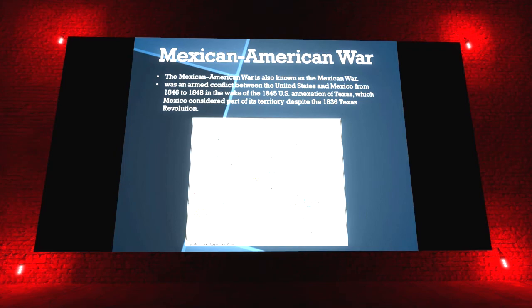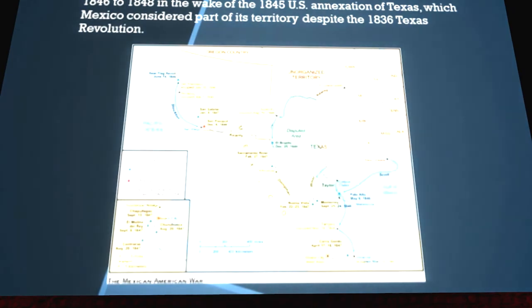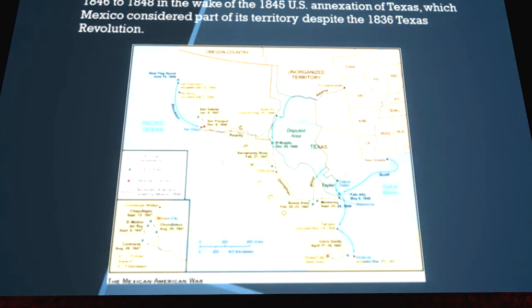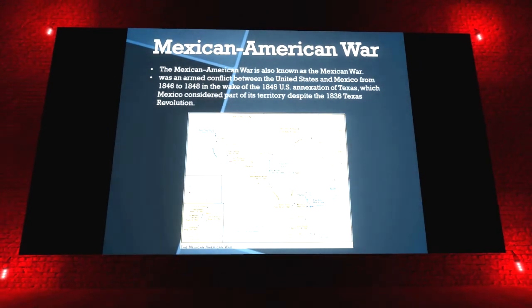The Mexican-American War was an armed conflict between Mexico and the United States. It was mainly a dispute over the fact that Mexico still considered Texas a part of their land, although the U.S. had already annexed them. The United States eventually won the war and acquired a bunch of territories north of Mexico. This would lead to a lot of conflict because people would argue over whether these territories would be slave or free states.